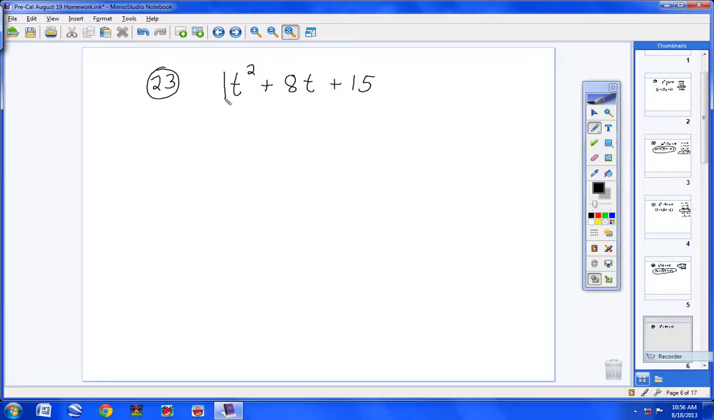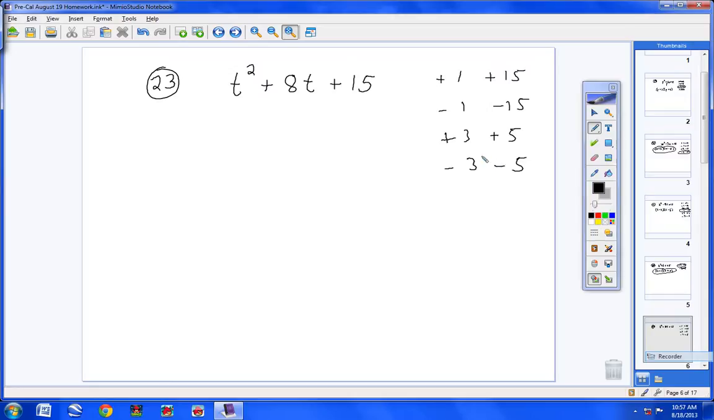Okay, there's a 1, an 8, and a 15, so there's nothing I can pull out number-wise. Every term does not have a t, so I cannot pull anything out. So step 1 is done. Now, before I do my next step, I better look at what I have. I have a trinomial with a lead coefficient of 1. So here we go. List out all the factors of positive 15. So 1 times 15, 1 times 15, 3 times 5, 3 times 5. And it is a positive 15, so I want a positive times a positive, negative times a negative, etc.